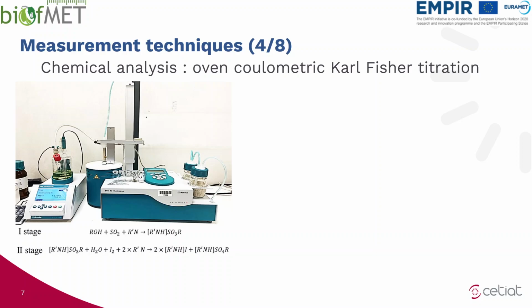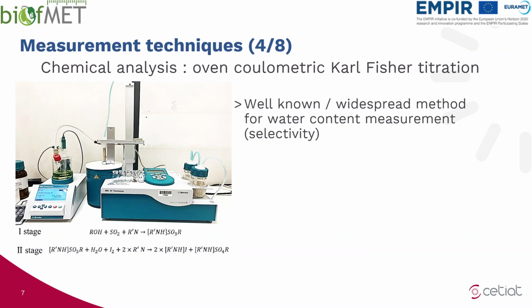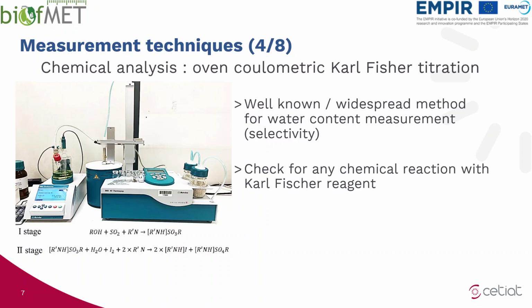This method uses Karl-Fischer reagent, which reacts specifically with water in the sample to produce an electric current in the electrochemical cell. The amount of current is directly proportional to the amount of water present in the sample. Coulometric Karl-Fischer titration is typically used for measuring very low levels of moisture, usually below 1%.